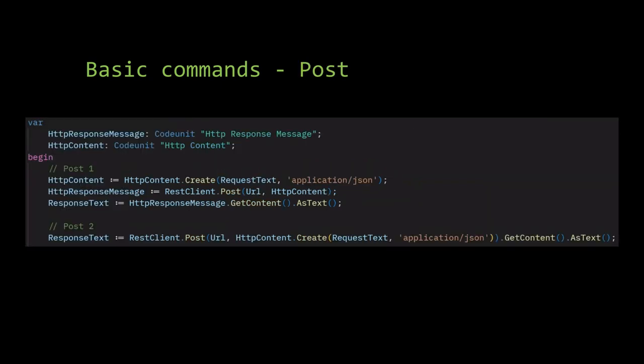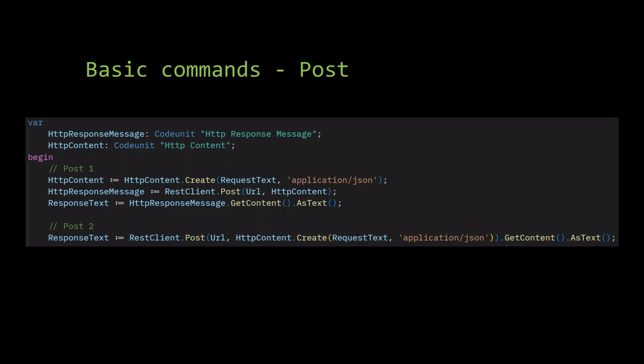For the post, it's the same story, but now you need to send data. So the post is sending data, of course, so sending content. Well, you start with creating content. In this example, it is text that contains JSON, but you can, as we have seen, pass in a JSON object here or whatever you want. Then we call the post with the URL and the content. And then again, we get out the content as text, which could also be JSON or whatever.